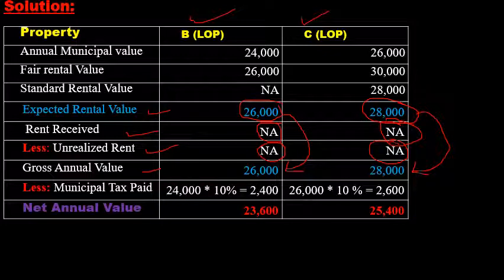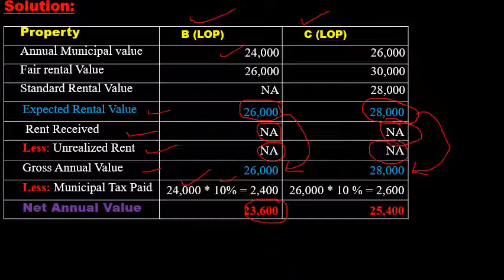Next, after calculation of gross annual value, you have to deduct the municipal tax paid by owner, paid by SSC, and it is 10% of municipal value. The municipal value of the property is 24,000 into 10%, 2,400. So after deducting it, the net annual value is rupees 23,600.